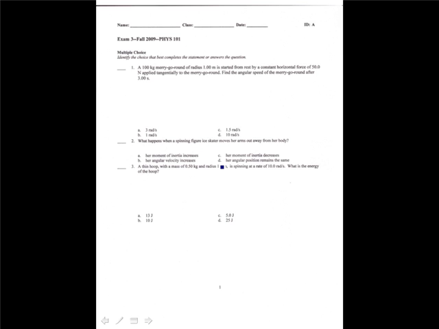Okay, this is exam 3 for fall 2009 for Physics 101. First one, we have a 100 kilogram merry-go-round of radius 1 meter. It started from rest by a constant horizontal force of 50 newtons. Find the angular speed after 3 seconds.